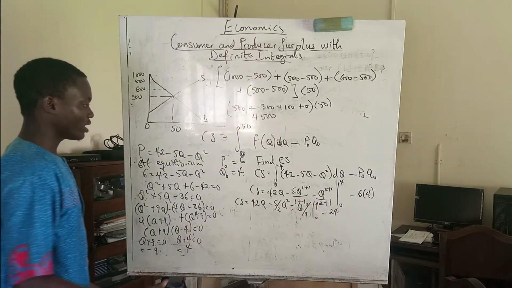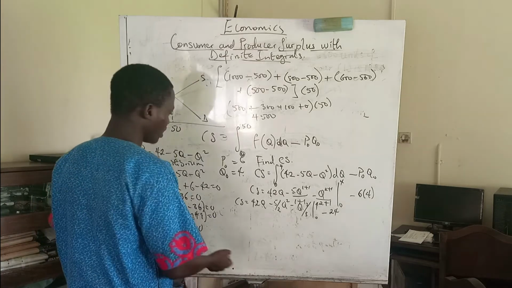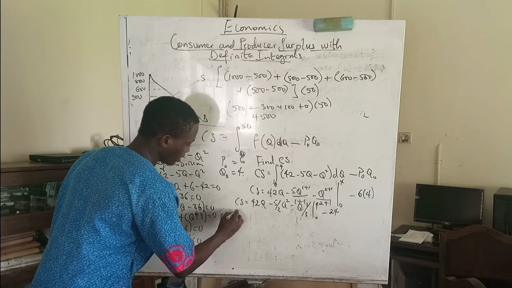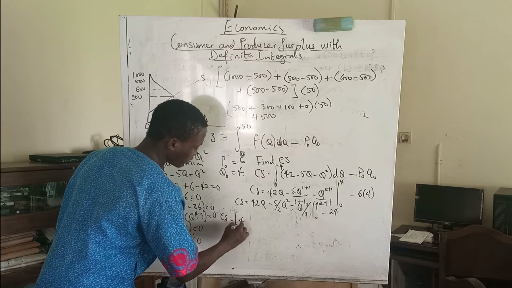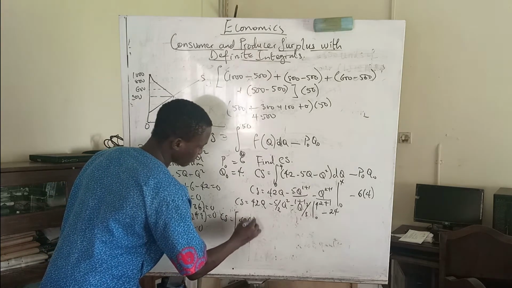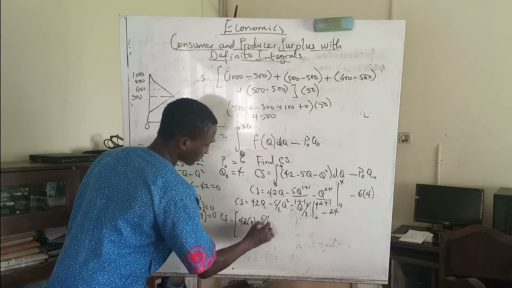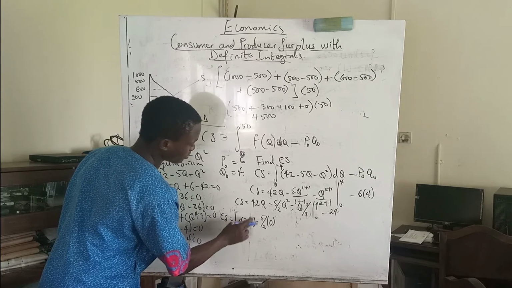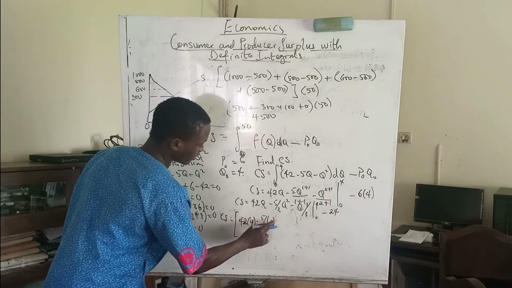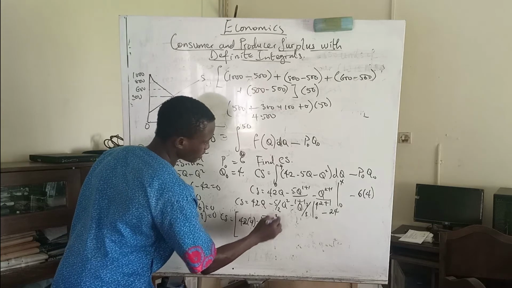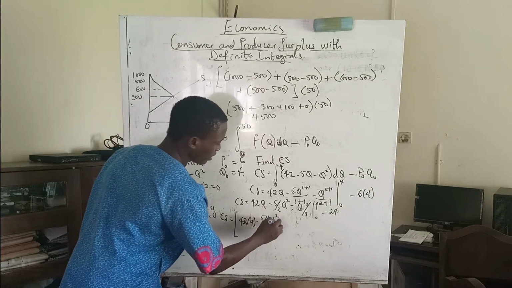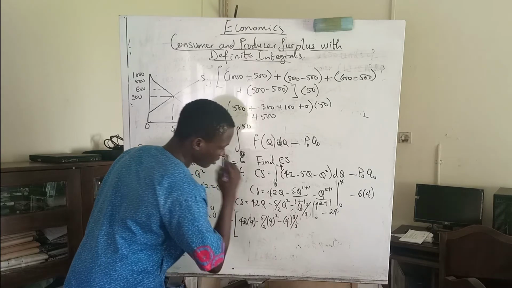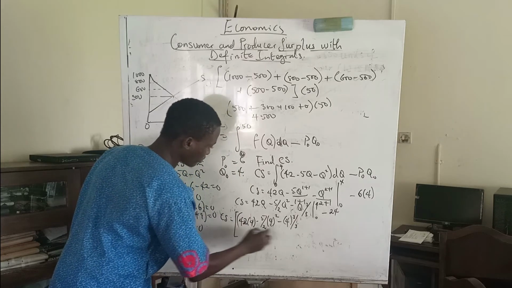Now we solve it the way we solve definite integrals, upper limit first. So we have CS equals 42 into bracket 4 minus 5 over 2 into bracket 4 squared, then minus 4 raised to power 3 over 3. Then we are done with this part.